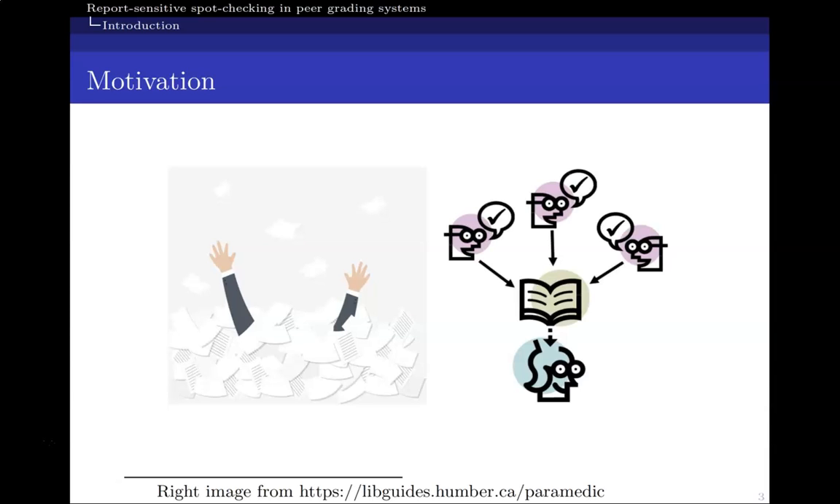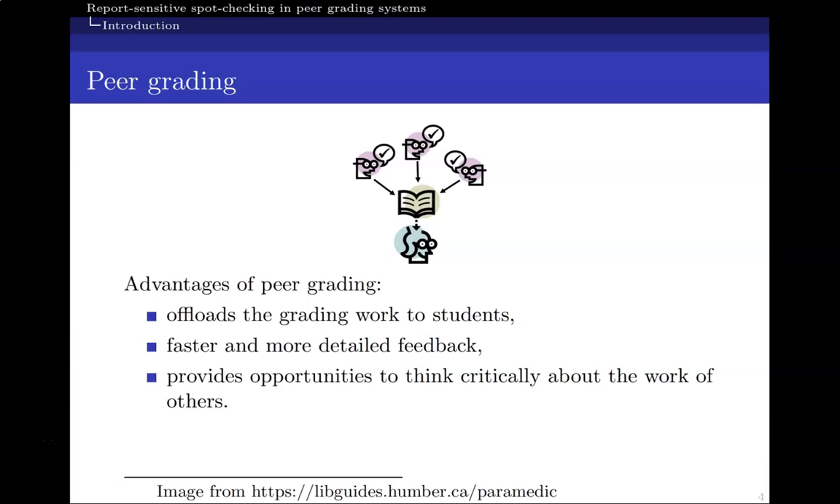A proposed solution to this is to use peer grading, which is to ask the students to grade one another. Peer grading can have several advantages. It offloads the grading workload to the students and therefore makes courses more scalable. It provides much faster and more detailed feedback to students because now each student is grading only a few others as opposed to a TA who would normally be overwhelmed by grading so many students. It also provides this opportunity for students to think critically about the work of one another and learn from that.